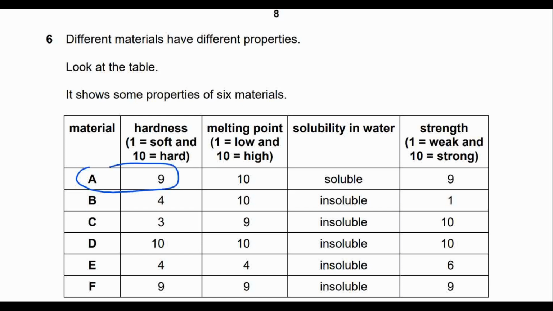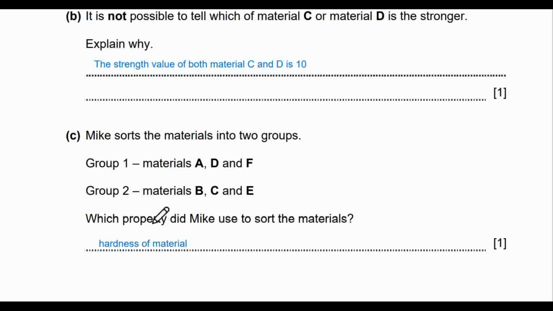A, D, and F, what makes us group them into one group is that they have the hardness: A is 9, D is 10, and F is 9. While for B, C, and E, the hardness level is 4, 4, and 3. So they are grouped based on the hardness property. So hardness of materials will be our answer.